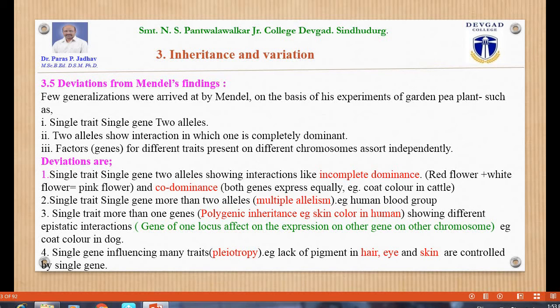म्हणजे त्याच्यामध्ये काय जर red flower आणि white flower मध्ये जर cross घेतला तर F1 जनरेशन मध्ये रेड फ्लावर तयार व्हायला पाहिजे, पण इथे काय झालं पिंक कलरचं फ्लावर तयार झालं, म्हणजे हा काय झाला इनकम्प्लीट डॉमिनन्स. पण त्या इंटरमिडिएट कॅरेक्टर पाहायला मिळते म्हणजे पिंक फ्लावर. And codominance म्हणजे both gene express equally. For example coat color in cattle, आपण पुढे ते example पाहणारच आहोत.